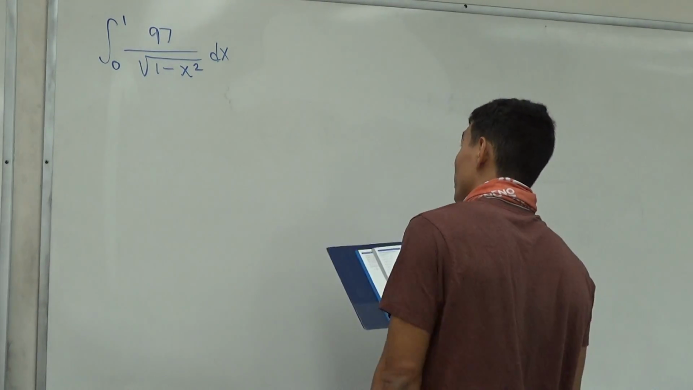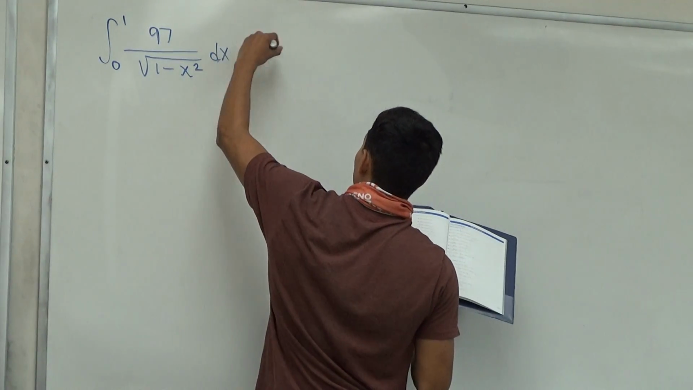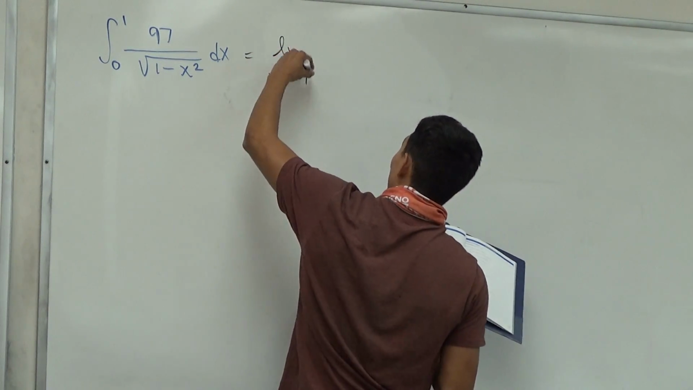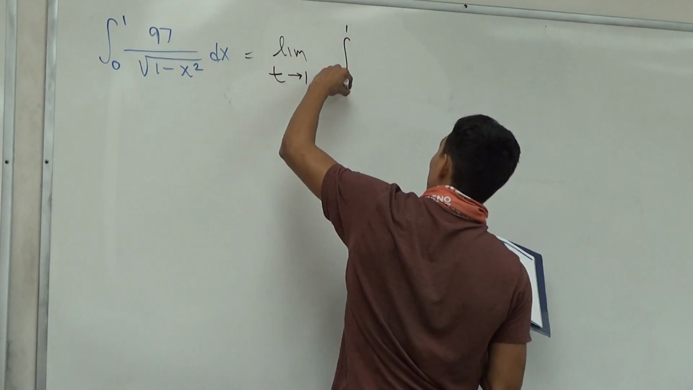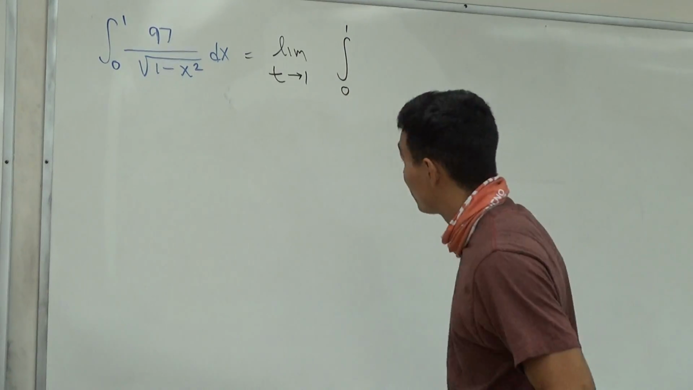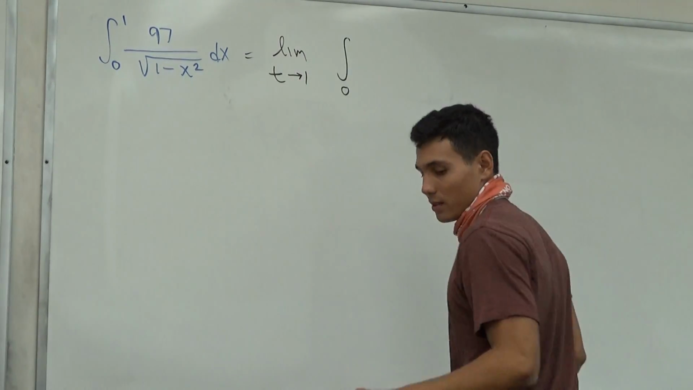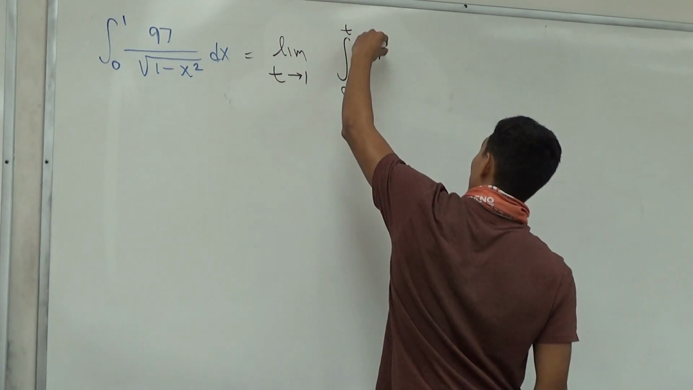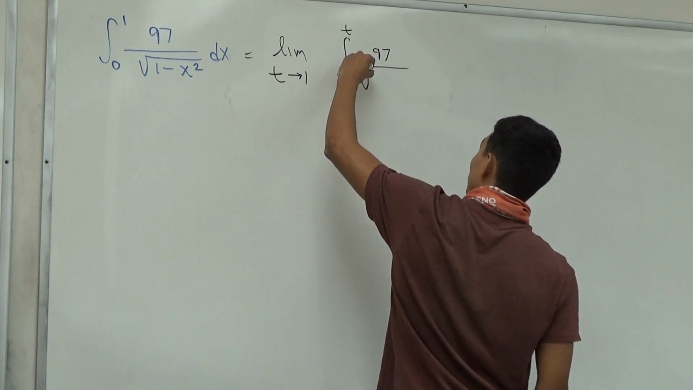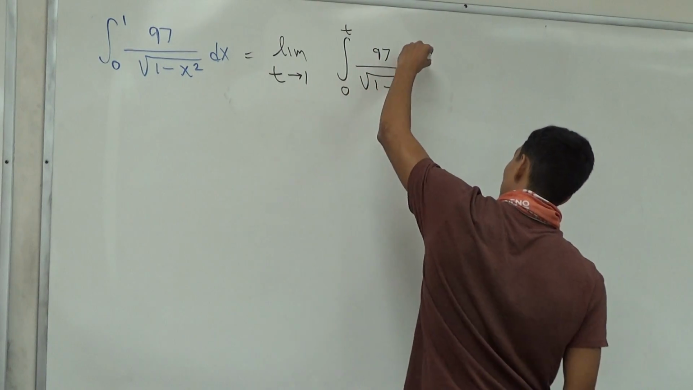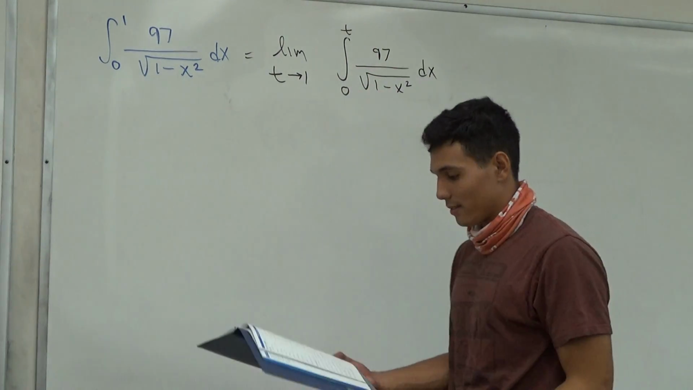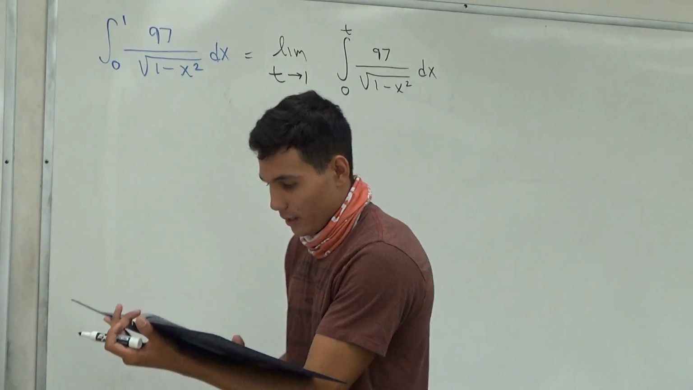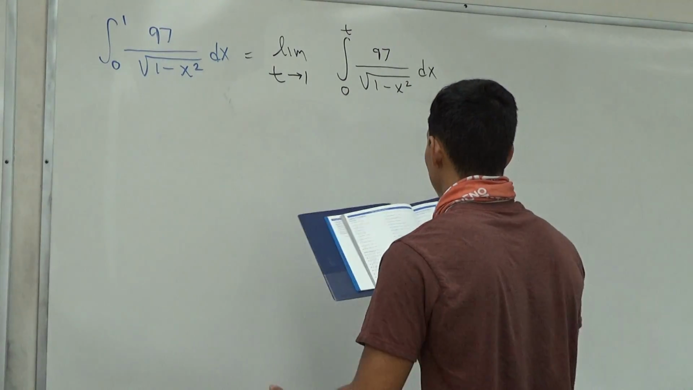I don't exactly know, but I'm just going to rewrite this as the limit as t approaches 1 of the integral from 0 to t of 97 over the square root of 1 minus x squared dx. Now I literally just have to search this up, because this integral shouldn't be that bad to actually do itself. And yes, I see it, I see the answer.